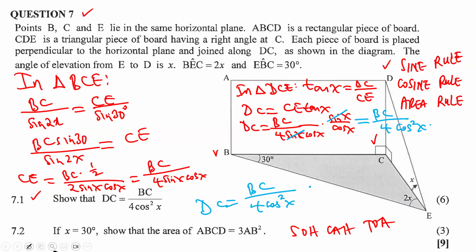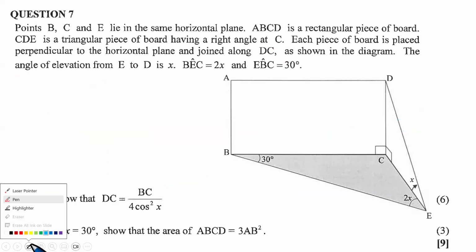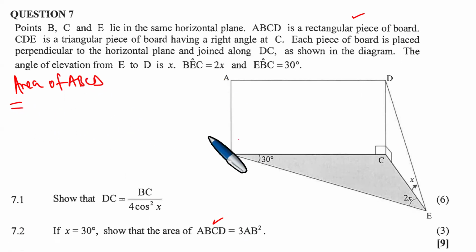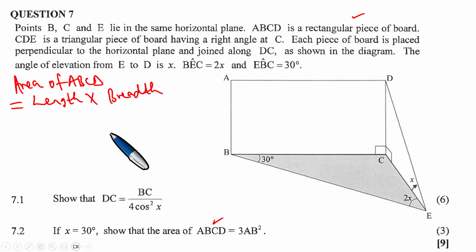Right, so in other words, as we conclude our lesson now, if you are supposed to find the area of the rectangular piece of board ABCD, it is the length multiplied by the breadth or the width. So what is the length? Well, you can take BC as the length. What is the width? You can take DC.